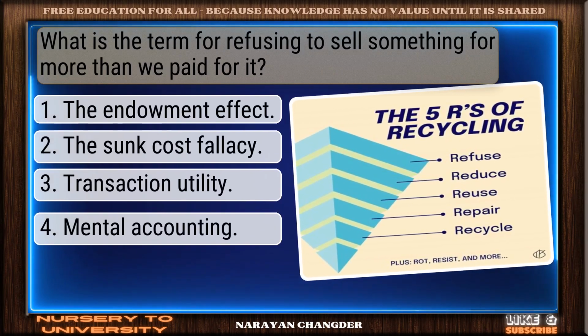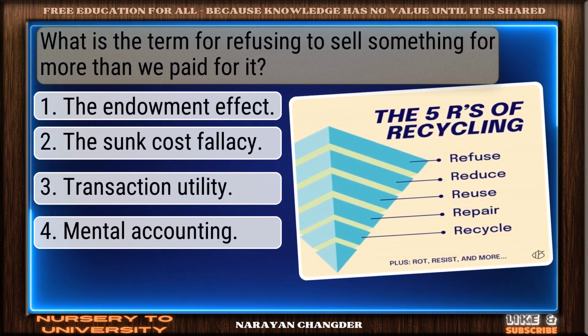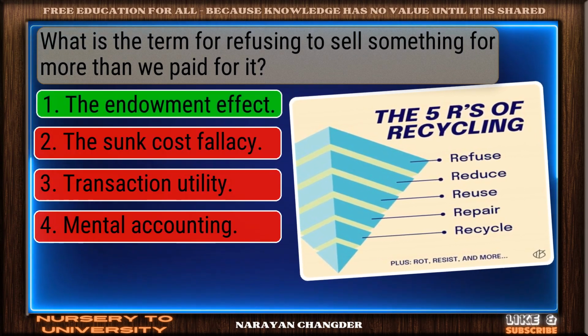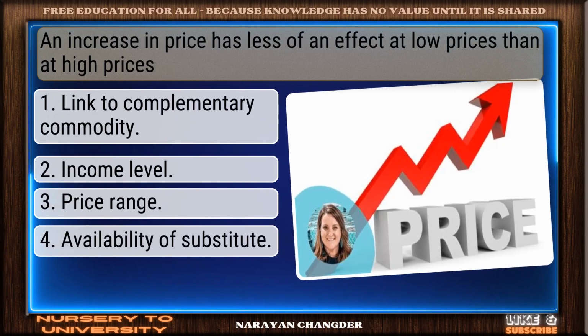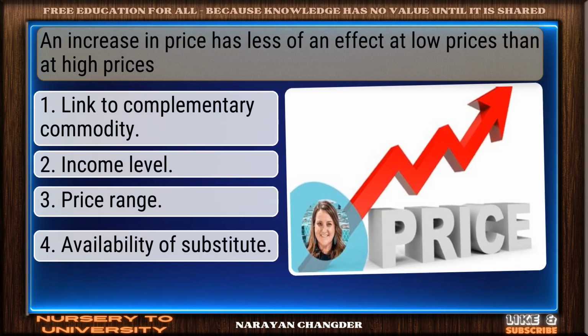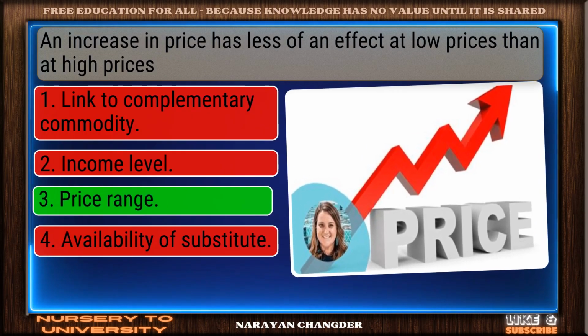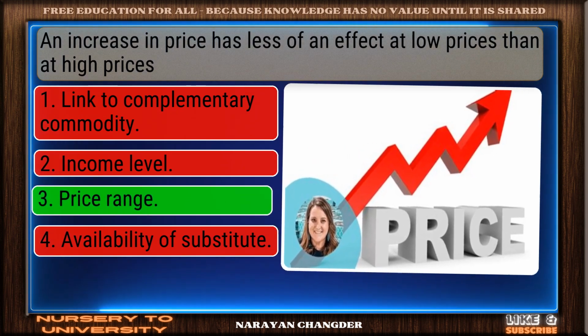What is the term for refusing to sell something for more than we paid for it? Correct. The endowment effect is the right answer. An increase in price has less of an effect at low prices than at high prices. Nice work. You chose price range, and it is correct.